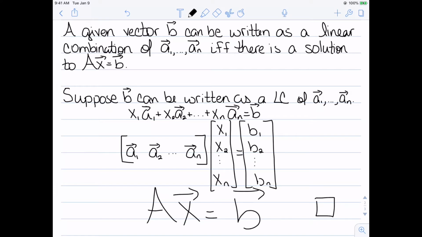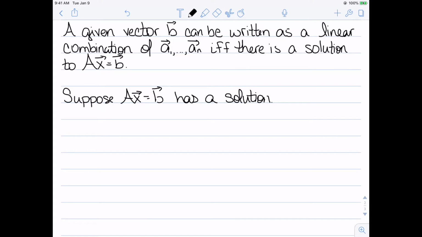It is an if and only if, so we do need to prove the other direction as well. So we start by supposing Ax equal to b has a solution. Well, we can rewrite this matrix equation, Ax equal to b, as x1 a1 plus x2 a2 all the way up to xn an is equal to b. The ai's correspond to the columns of the matrix A. And we know a solution exists, so we know that all of the xi's have to exist. And from there, that's just the definition of a linear combination. So therefore, we have the result.